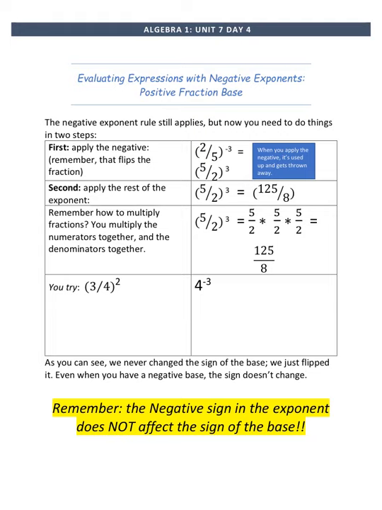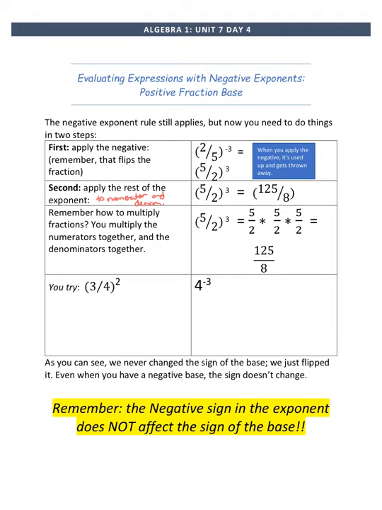You flip the fraction. So 2 over 5 to the negative 3. You apply the negative, and remember, it gets used up and thrown away. So then you have 5 over 2 to the third power. And then you apply the exponent. Now the exponent gets applied to the numerator and denominator. In fact, I'm going to write that down. To numerator and denominator.